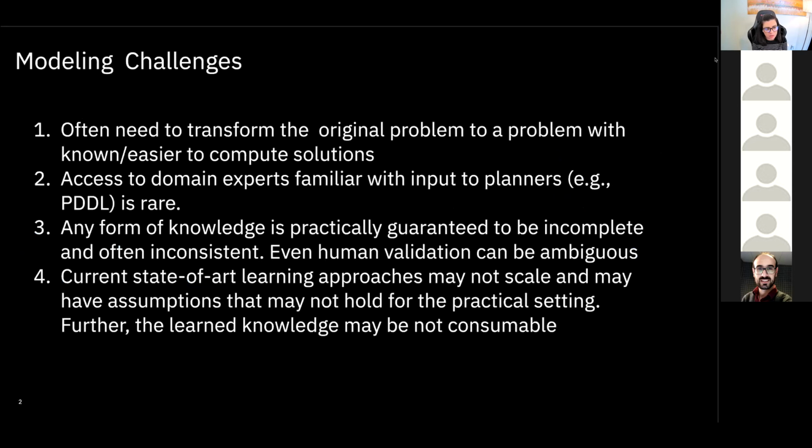So some modeling challenges are: one, you often need to transform the original problem to a problem with known or easier to compute solutions. Now, this is in the same line of work as the transformation and compilation steps that are often done to solve a hard problem using a relatively easier problem with known solutions. Two, access to domain experts familiar with input to planners, such as PDDL, is very rare. Also, any form of knowledge is practically guaranteed to be incomplete and often inconsistent. Even human validation can be ambiguous. Now, current state-of-the-art learning approaches may not scale and may have assumptions that may not hold for practical settings. Furthermore, the learned knowledge may not be consumable.